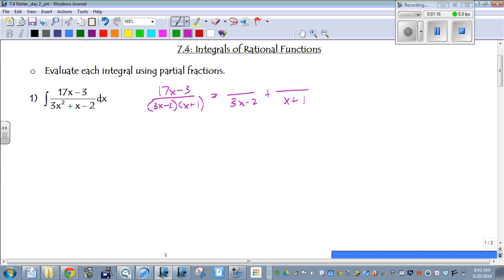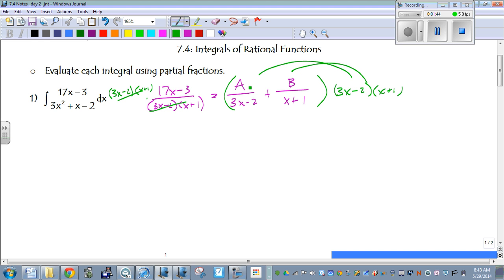Since these are both linear denominators, our numerators have to be one degree less. They're just going to be constants. So we're just going to have A and B. Once we have that set up, we're going to multiply both sides by this denominator here. That's going to cancel everything out on the left side in the denominator. And over here, it's going to cancel out their denominators and leave a little bit on top. So we have 3x minus 2 times x plus 1.